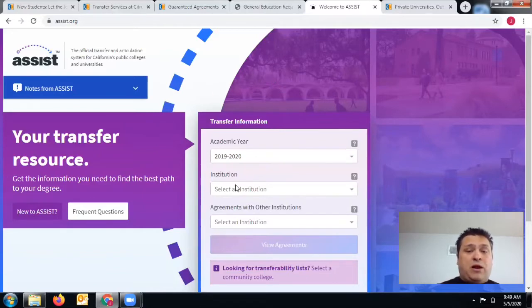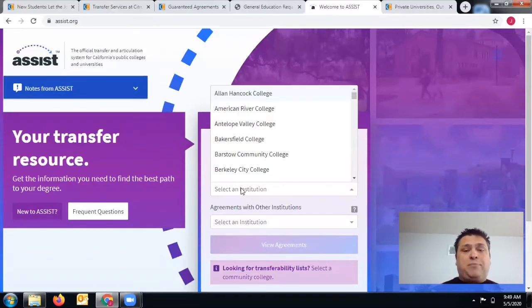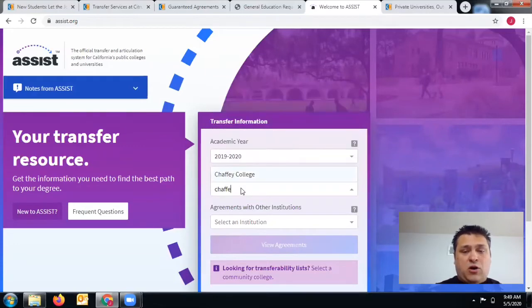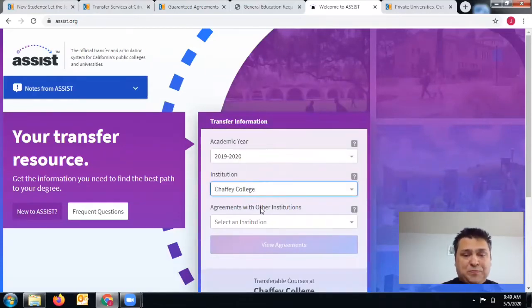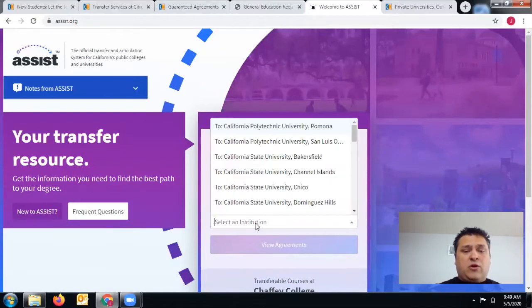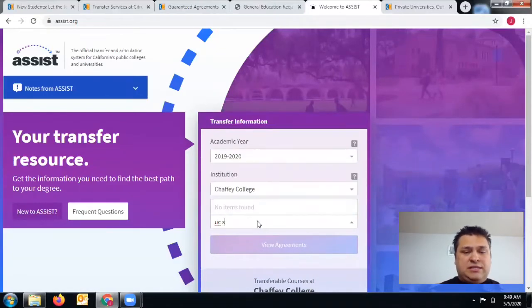We're going to go ahead and play around here, and we're going to switch it up, and we're going to go Chaffey College as our institution for the fall of this next year. And we want to look at the agreements with, let's say, UC San Diego, if I can spell it right.